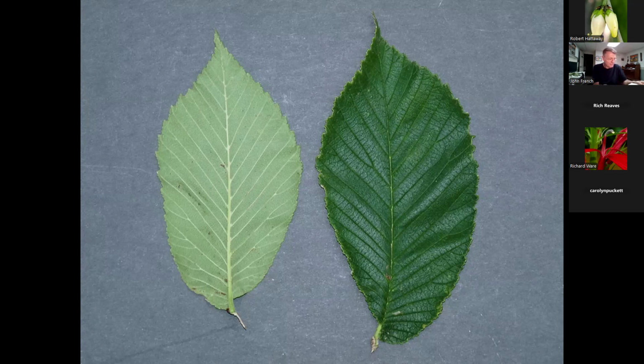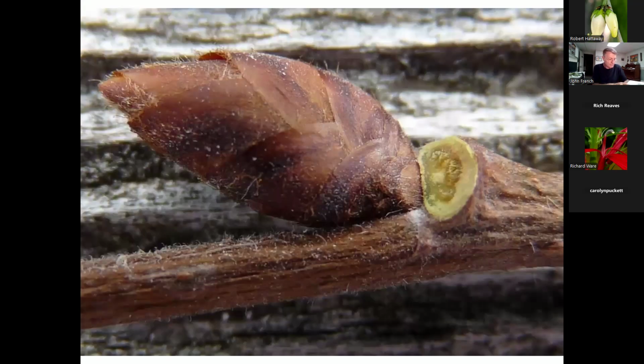Okay, 53. Buds not as above. Bark with scaly plates or peeling in papery layers, spur twigs on older branches, lenticels on young twigs conspicuous. Or 53, bark not as above, lacking spur twigs, lenticels not conspicuous. Do you have a picture of the bark? I do have a picture of the bark.